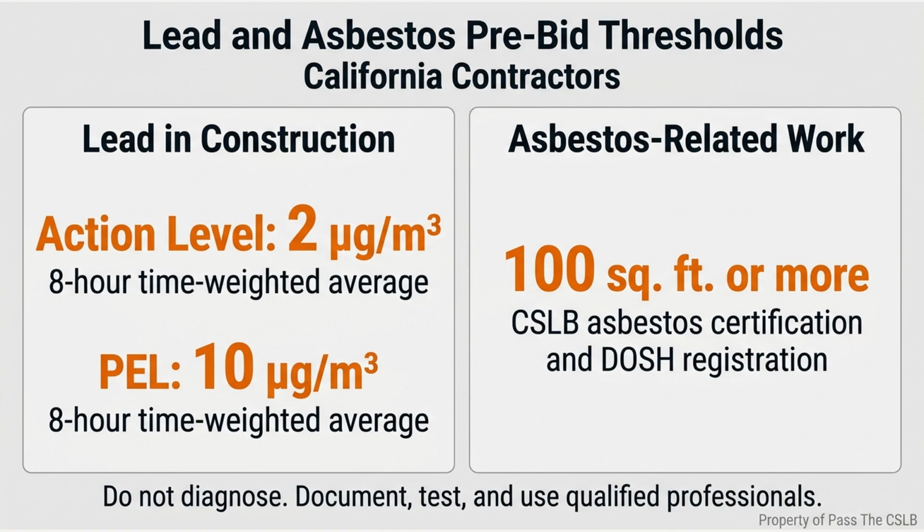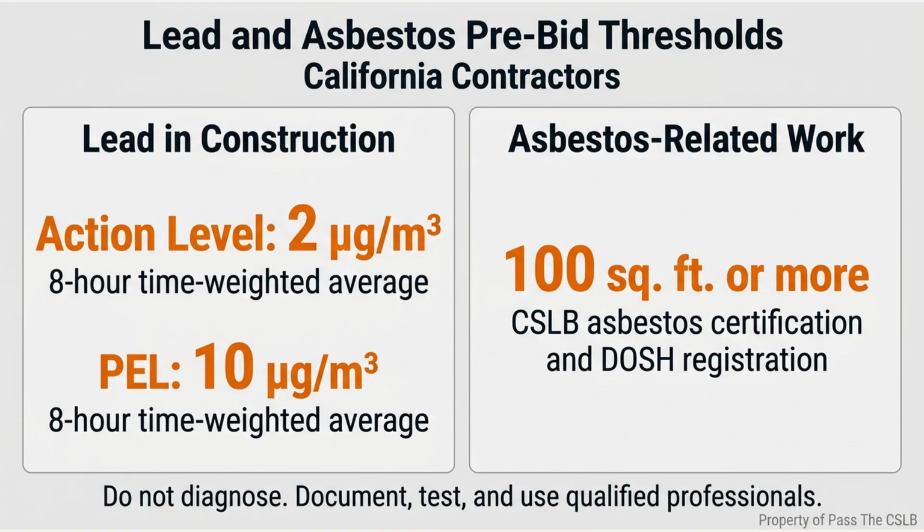I use 2 memory anchors here. For asbestos, 100 square feet is the tripwire. For lead, 2 and 10 are the new guardrails. 2 for the action level. 10 for the permissible exposure limit. If a bid on an older structure ignores those guardrails, the number on paper may look competitive, but the job may be underpriced before the first worker opens a door.